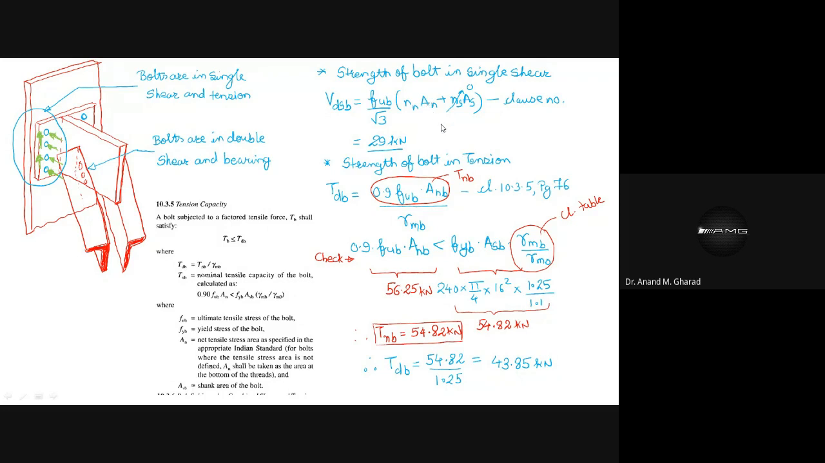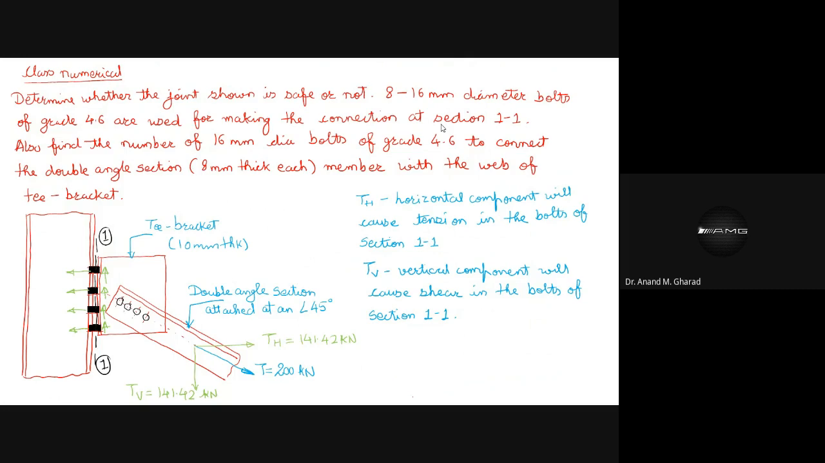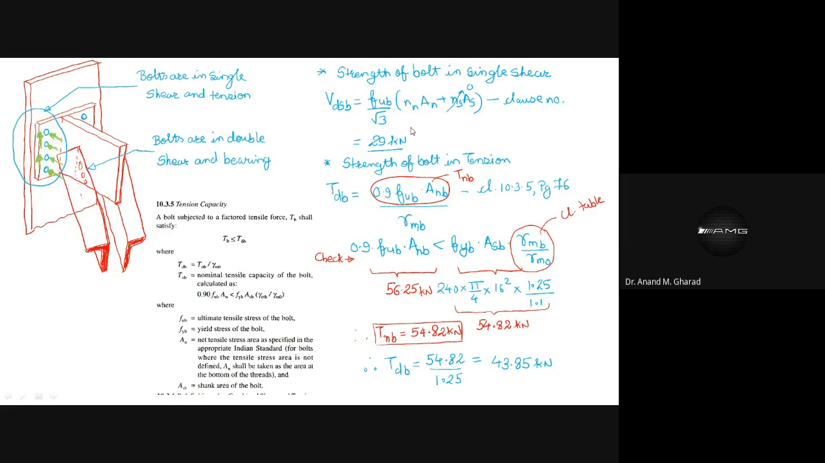What will be the value of An? An is 0.78 times the area of the bolt, so pi d square by 4. What is the value of d? In this case it is, I think, 16 mm. So you calculate and check whether this value of VDSB is 29 kilonewton or not.